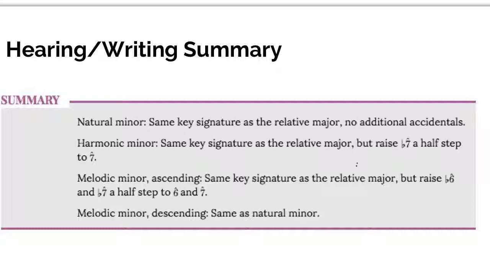Here we have the summary of hearing and writing. The natural minor has the same key signature as the relative major, with no additional accidentals. Harmonic minor, you raise the 7th scale degree, and you listen for that leading tone. Melodic minor ascending has the same key signature as the relative major, but you raise the 6th and 7th scale degree. Melodic minor descending is the same as the natural minor scale.